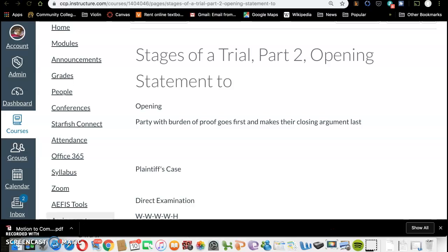All right, talking about the openings. And openings come after the jury has been selected and is sworn. They're seated and the court will advise the plaintiff's attorney to start. Plaintiff's attorney starts because the party with the burden of proof always goes first, and the party that has the burden of proof always gets to go last. So they would do the closing last. They'd get to speak to the jury last.